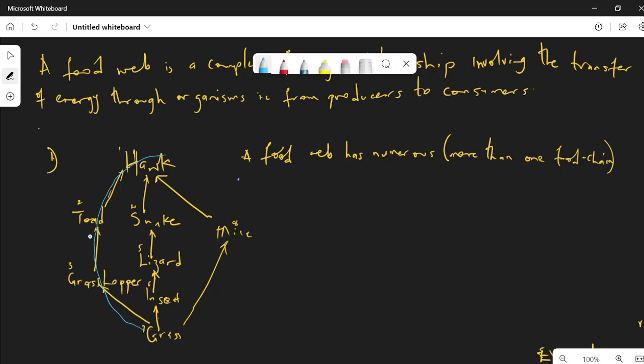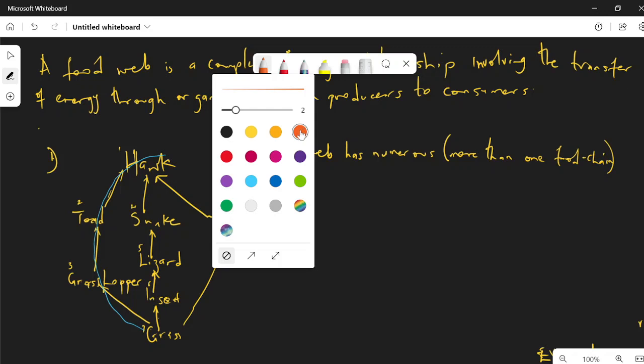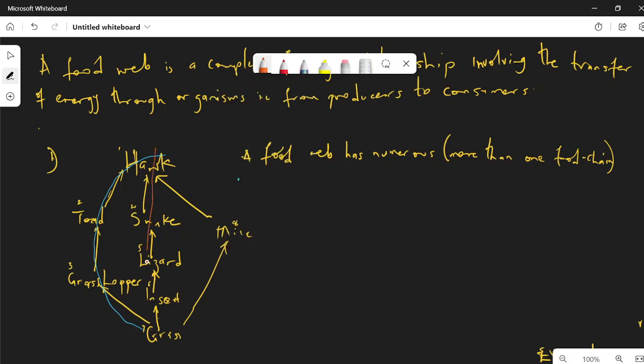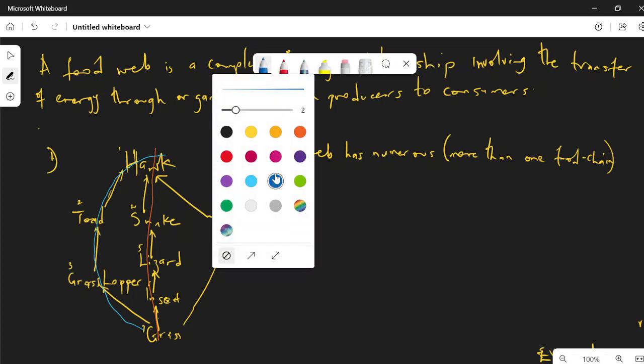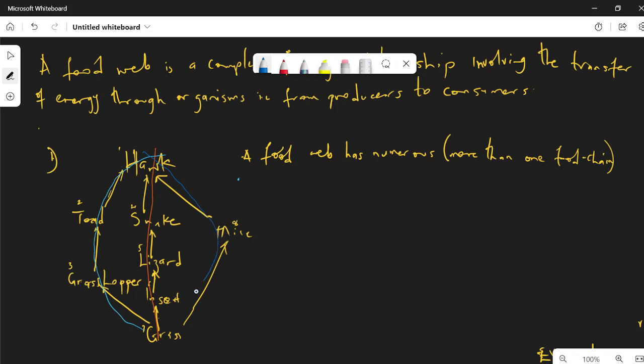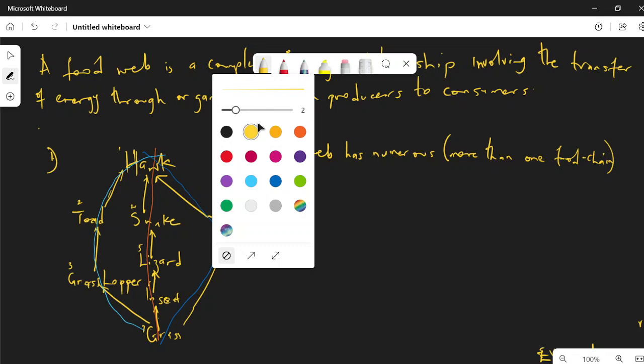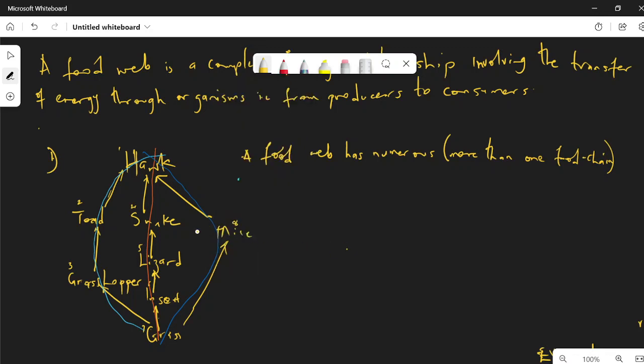Yes, sir. Alright. We have hawk, toad, grasshopper, grass. That is one chain. Let us see, this is another chain. And here we have another chain. So in this particular food web, how many food chains do we have? Let us write them out one after the other.